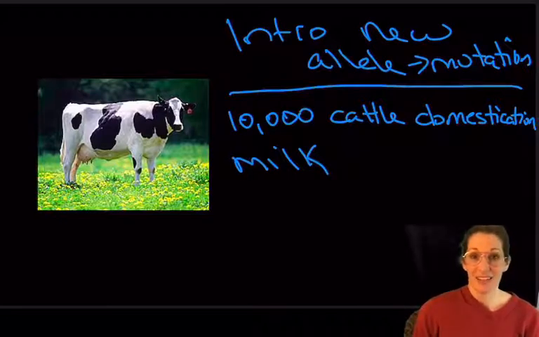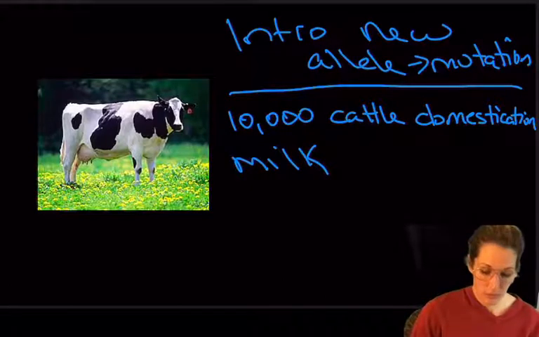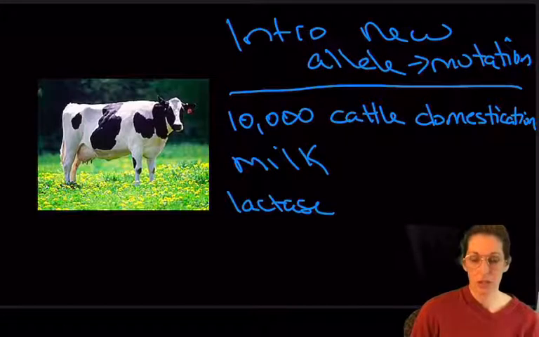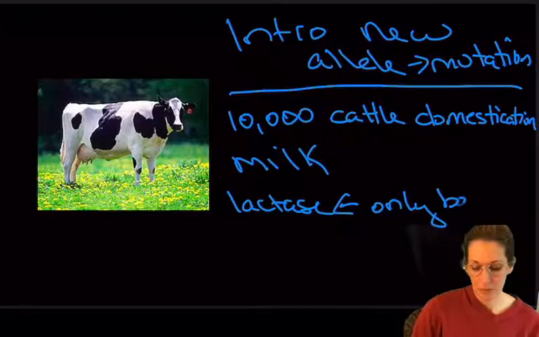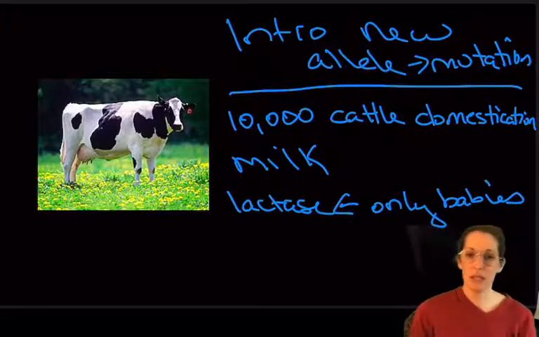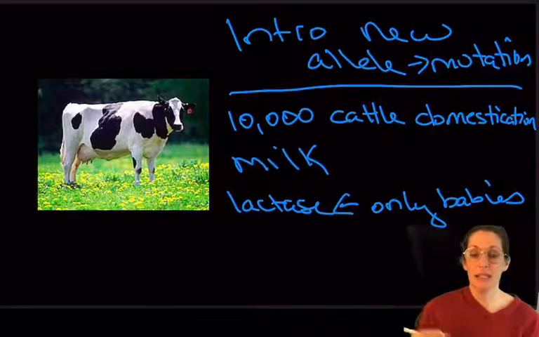But in humans, the enzyme that digests milk didn't persist into adulthood. So only babies had this, because only babies were ingesting milk. Babies had this lactase enzyme to digest milk because they were nursing from their mothers.